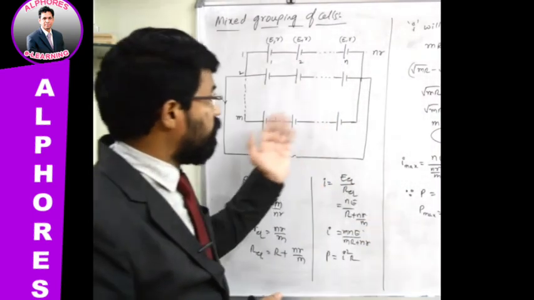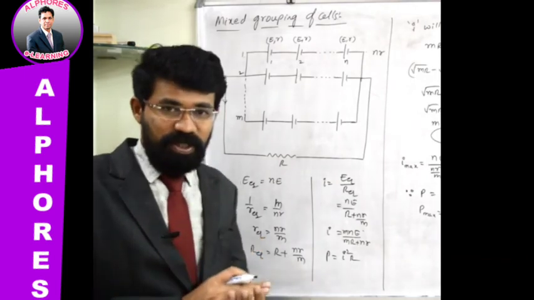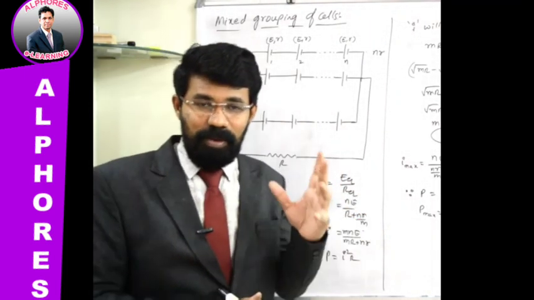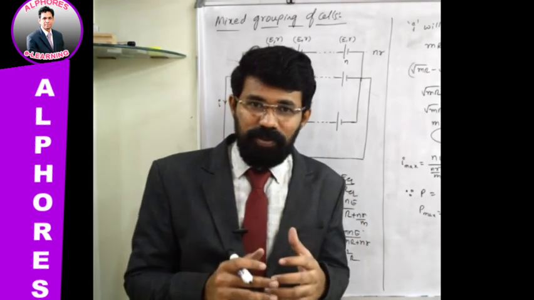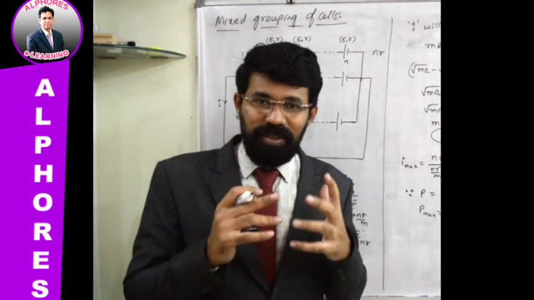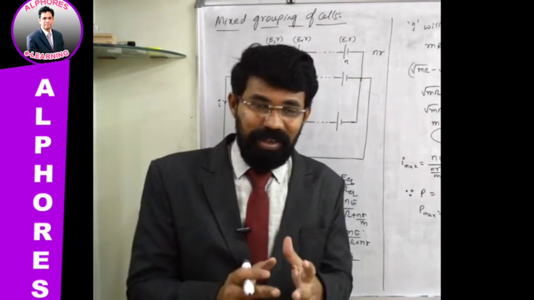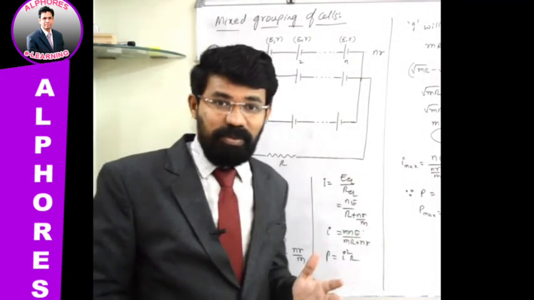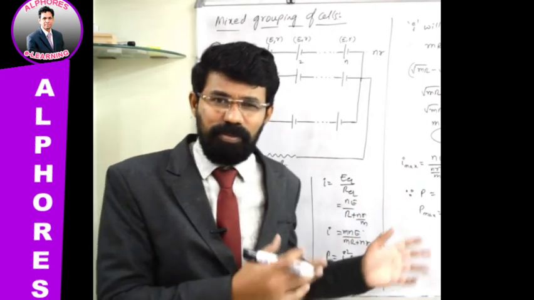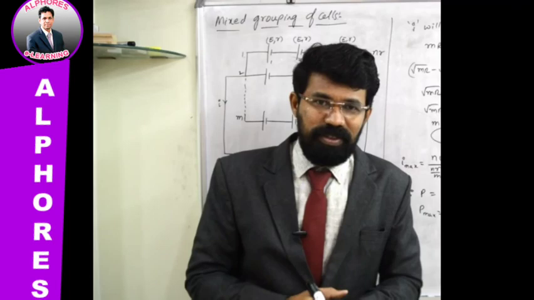The other thing is grouping of cells. We have seen series combination of cells, parallel combination of cells, and mixed grouping. In all these things, the common point is that we were always trying to find out what is the effective EMF, what is the effective internal resistance, what is the effective total resistance, what is the current, what is the possibility of having maximum current, and what is the possibility of having maximum power. So these are the points that we have been exploring connected with the cells.